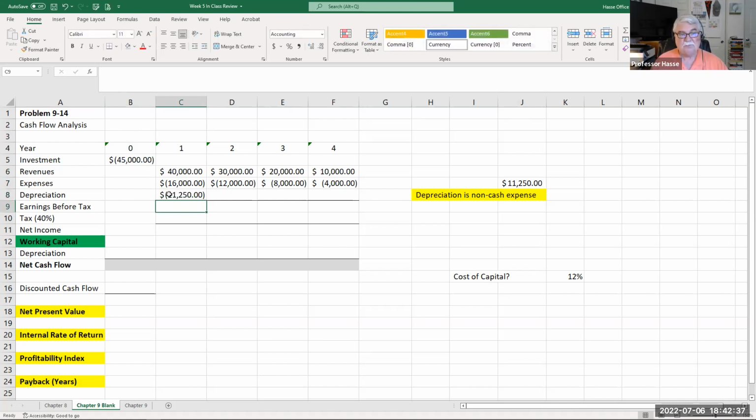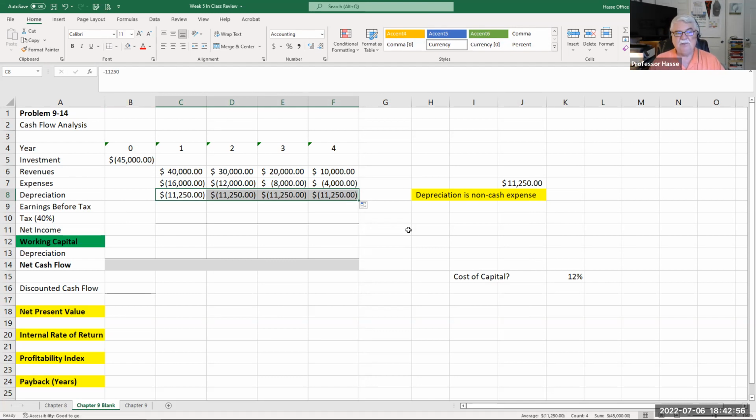That's my depreciation expense. Every year, so I'm fully depreciating the asset over its depreciable life, and there's no salvage value. Now, if there was salvage value, that'd be a little bit different, but we'll talk about that next week.